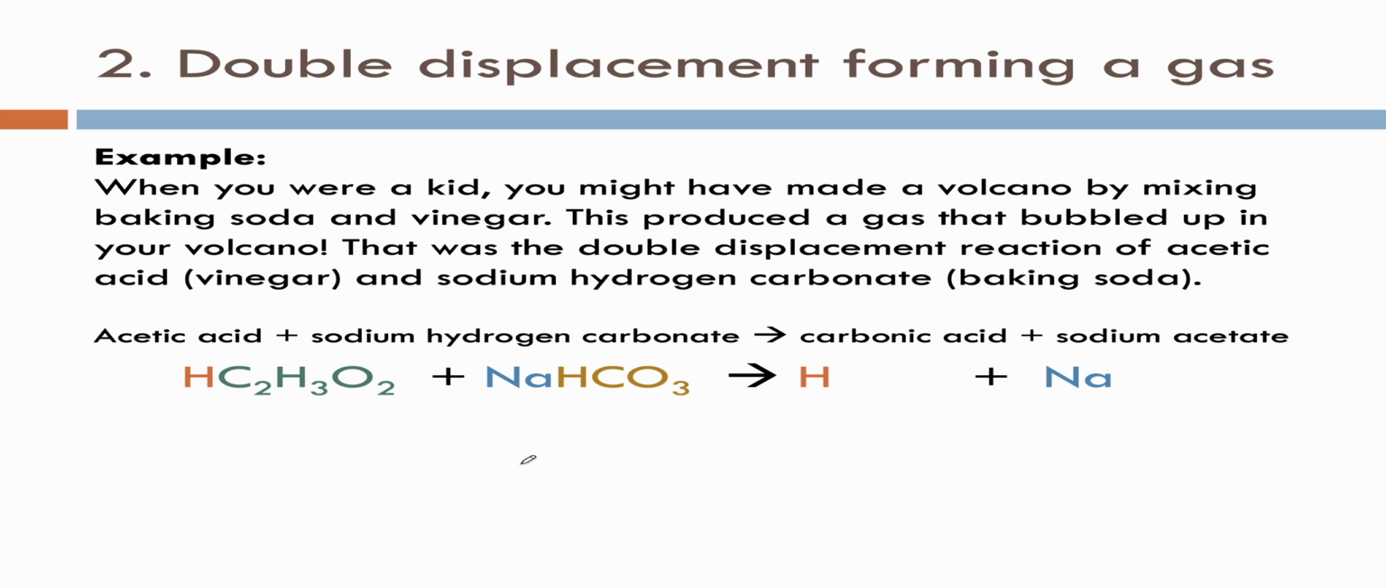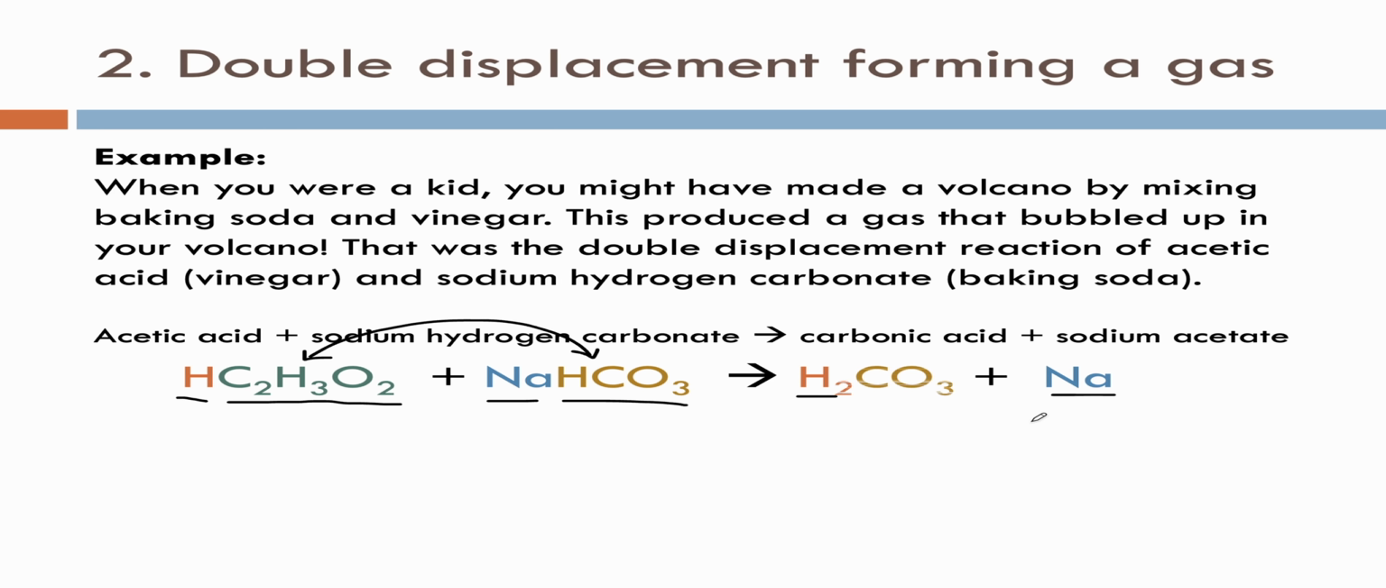So acetic acid is an acetate, which is C2H3O2. That's one of your polyatomic ions, bonded to an H, right? When we bring an H into acetate, it becomes ic acid, acetic acid. Sodium bicarbonate or sodium hydrogen carbonate, same thing, is a sodium bonded to a hydrogen carbonate polyatomic ion. When we do the double displacement, we keep the cations in the same place. So keep that H and keep the sodium just where they were. But what we're going to do is swap the anion. So we're going to swap that acetate ion with the hydrogen carbonate or bicarbonate ion.